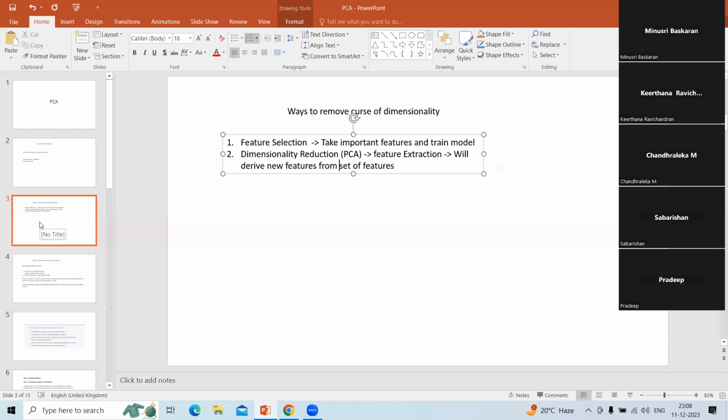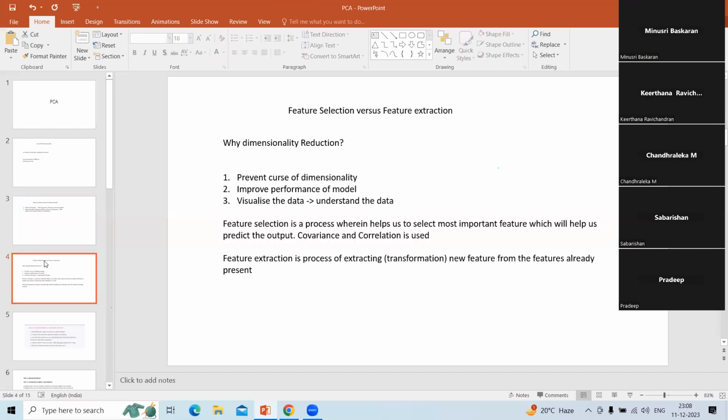Any questions so far? To talk in machine learning terms, where does PCA fit in? We'll come to that, Pradeep. This is machine learning, right? Dimensionality reduction is part of machine learning.